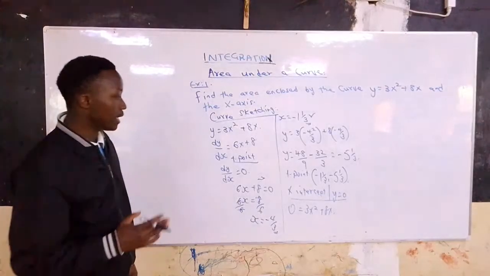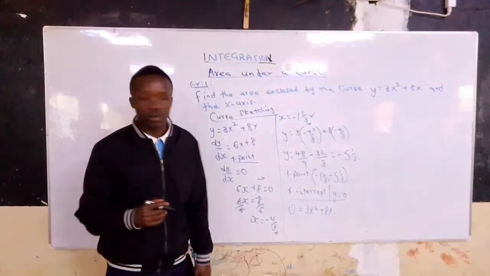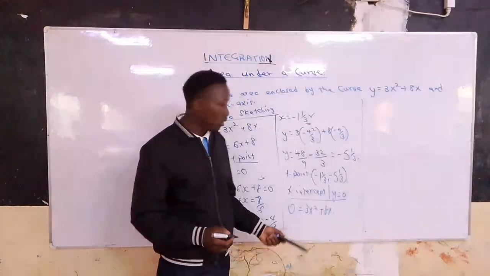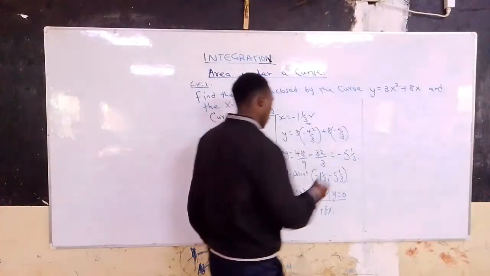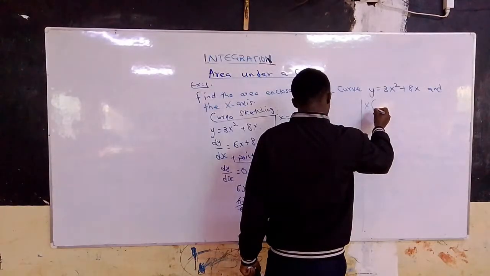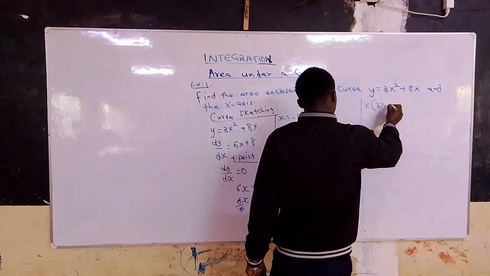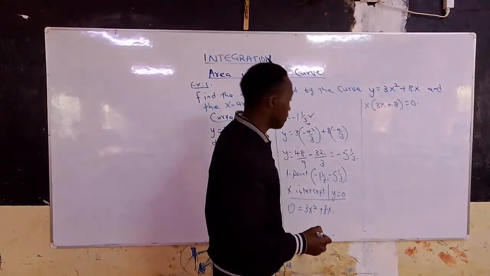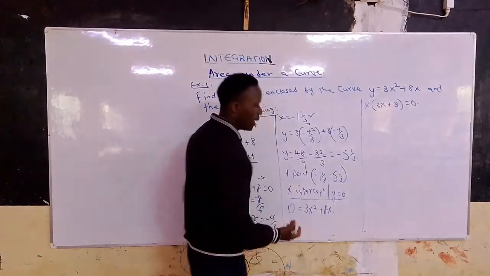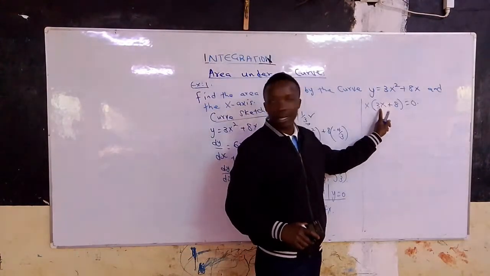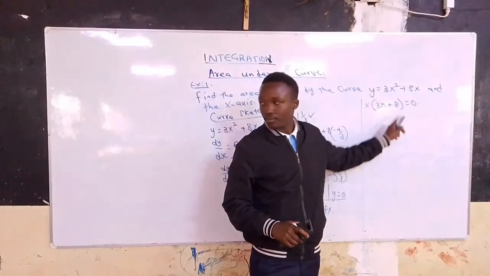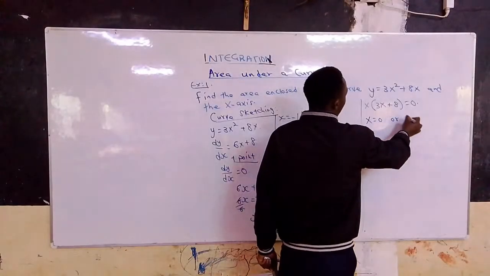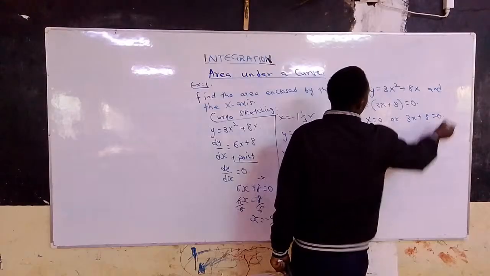3x squared plus 8x. Since our common factor is x, we will say x into brackets 3x plus 8 is equal to 0. We have factorized 3x squared plus 8x to get x into bracket 3x plus 8. Then we will proceed and say x is equal to 0, or 3x plus 8 is equal to 0.